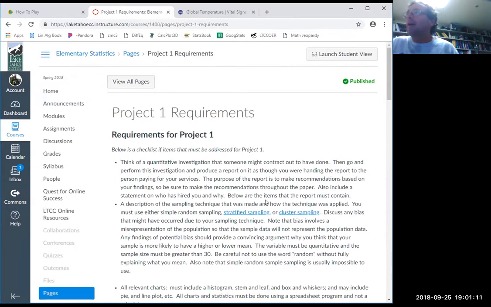Okay, below are the items that the report must contain. So you must do a sample. You're gonna have to do a survey. You're gonna have to ask people. So the survey has to ask people something. So things you're gonna have to identify in order to even talk about this is, what is your population?